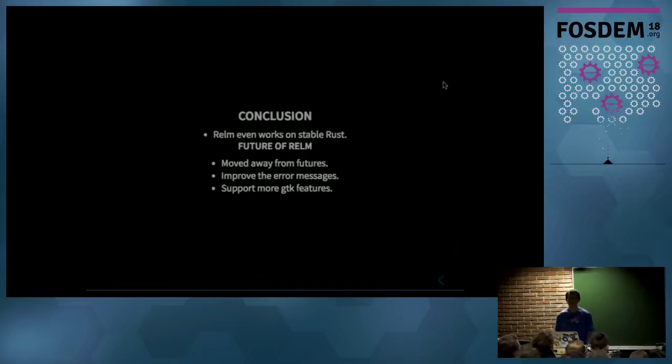So even though I use attributes, Relm can work on stable Rust because I use a hack to get the procedural macro to work. And the future of Relm may be without attributes. Also, I will work to improve the error messages, because at the time I first started Relm, it was using the old syn crate, so we didn't have access to the position of the token. That's why when you have an error message, it's shown on the widget attribute, which is not convenient. And I will support more GTK features.